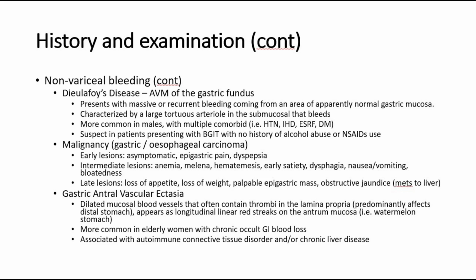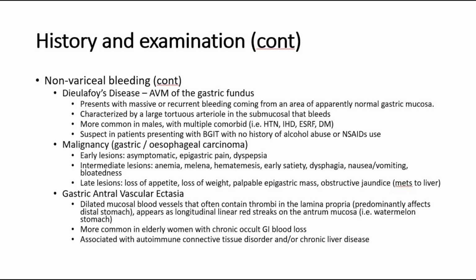Malignancy like gastric or esophageal carcinoma can also cause bleeding. Early lesions might be asymptomatic, or present with epigastric pain and dyspepsia. Intermediate lesions may cause anemia, melena, hematemesis, early satiety, dysphagia, nausea or vomiting, and bloatedness. Late lesions cause loss of appetite, loss of weight, palpable epigastric mass, obstructive jaundice.